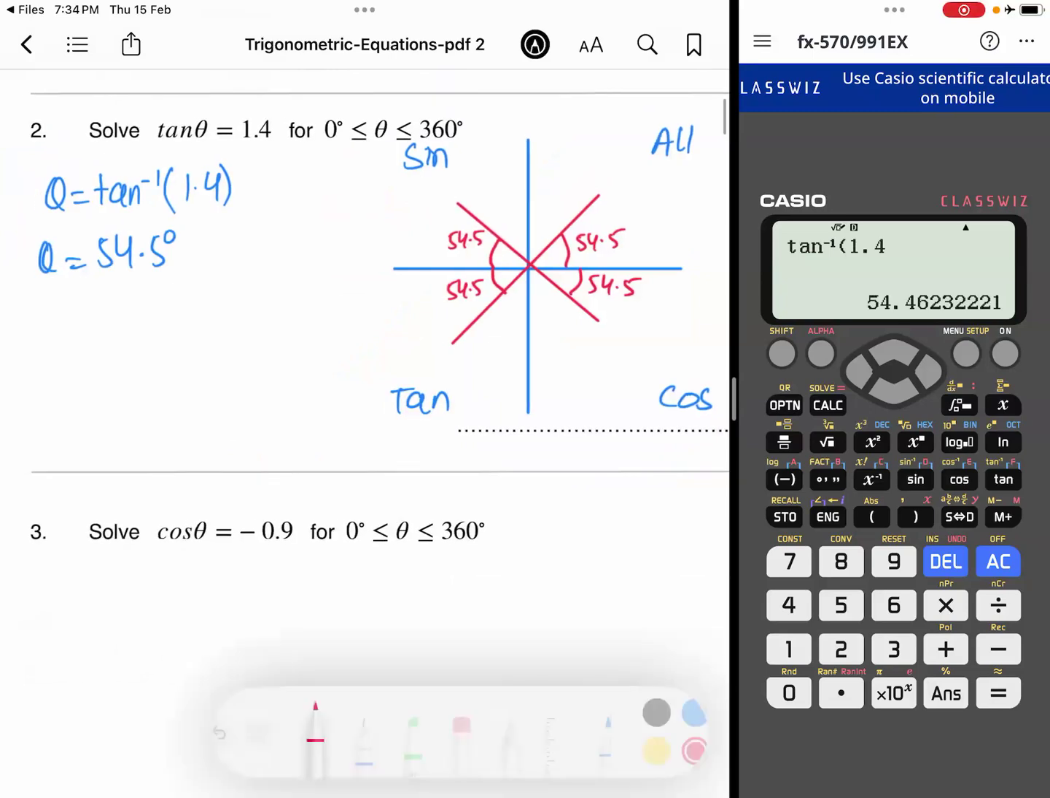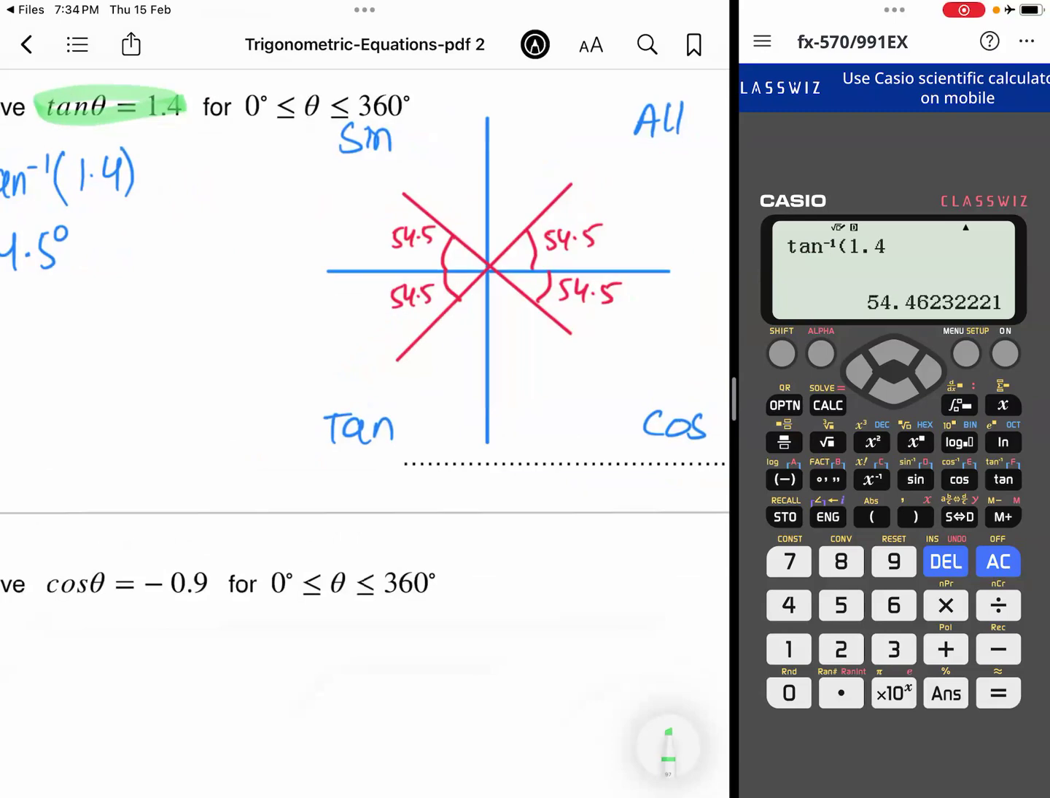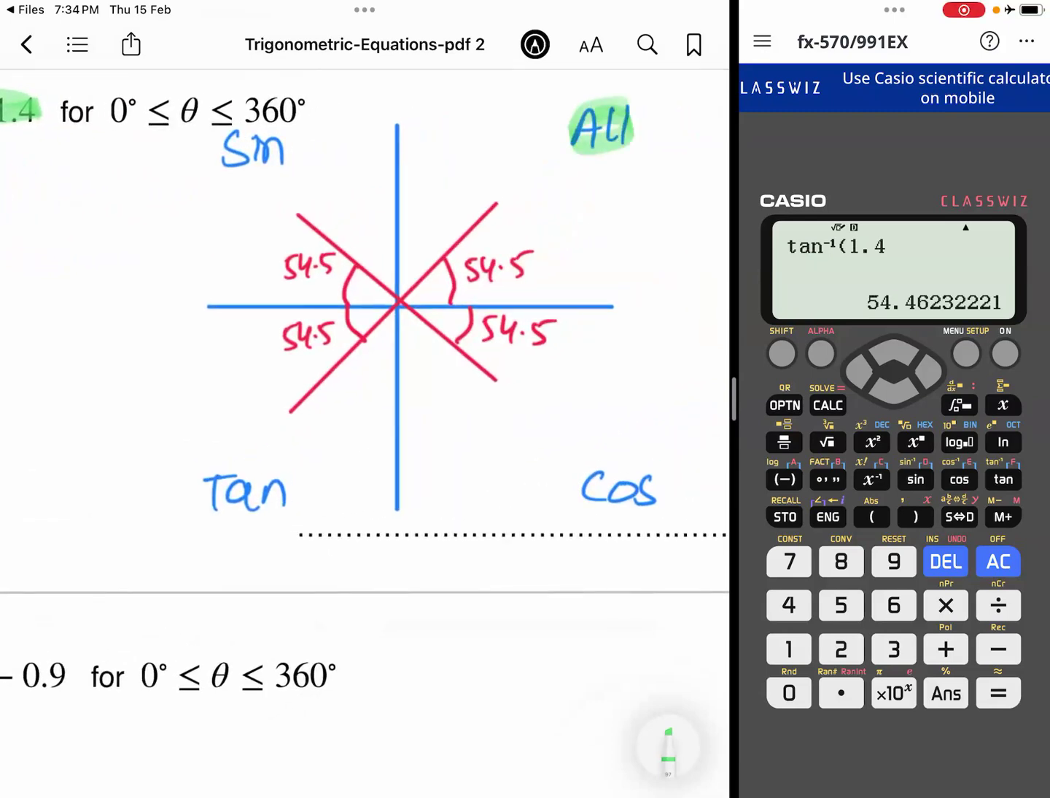Now see, tangent theta is positive or not? Yes or no? So tangent is positive in this all quadrant and in this tan quadrant. Do you agree with me or not?